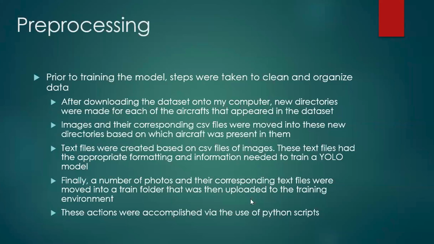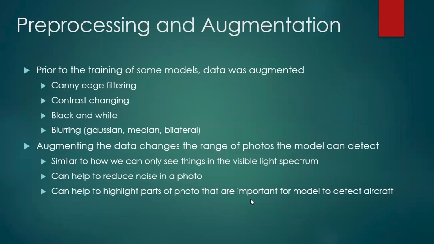After that, I created text files for each individual CSV. These text files were used to appropriately train our YOLO V8 model. The text files use information from our CSVs, and this information is used to then generate the appropriate information that we need to then train our YOLO. And these actions were all done via the use of Python scripts. Before moving on, the photos and their corresponding text files were moved into training and validation directories on my computer, once again via Python scripts, prior to them being loaded up to the environment and being trained upon.